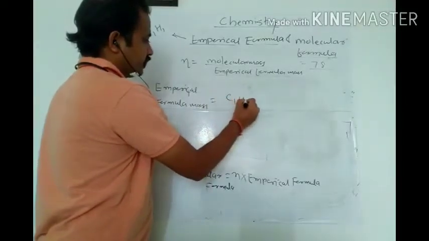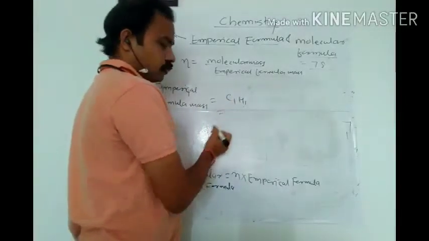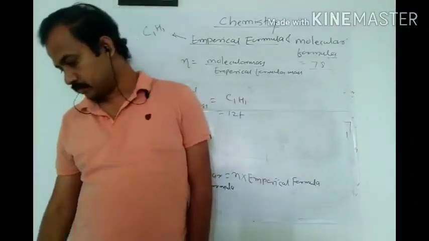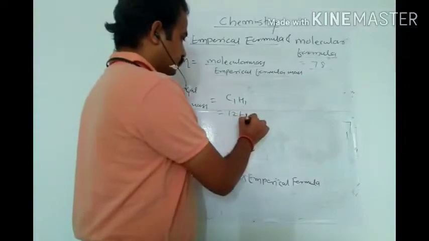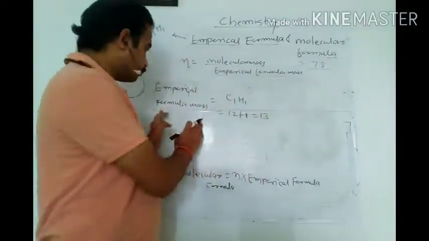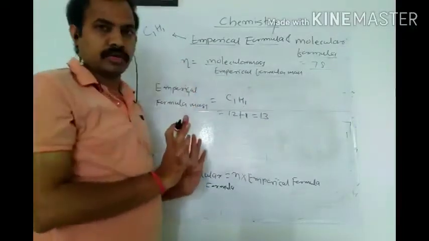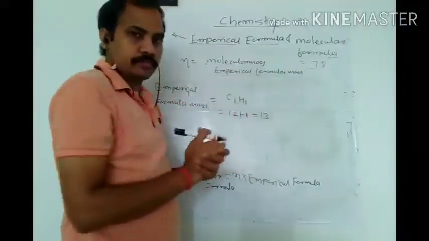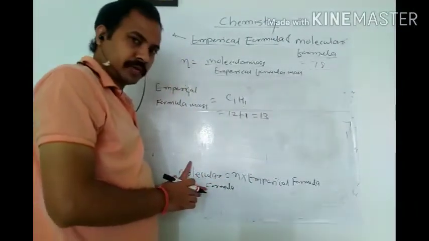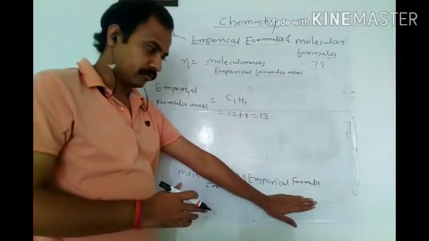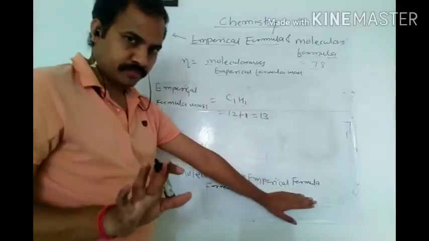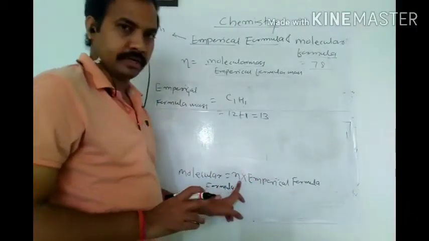The empirical formula is C1H1, so I just have to put in the values. Carbon is only one atom, so it becomes 12, plus hydrogen is also 1, so it becomes 13. Means you have to calculate the molecular mass of the particular empirical formula. That gives me the empirical formula mass. So here I will repeat. In order to write down the molecular formula, I have to use this equation, N into empirical formula. The empirical formula is with me, and I just want to know what N means.